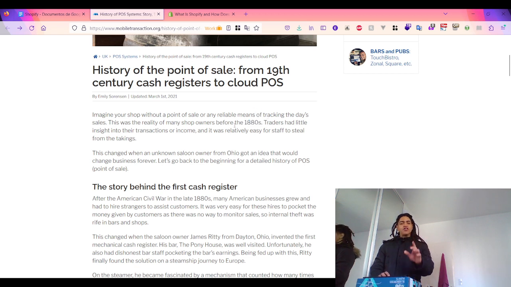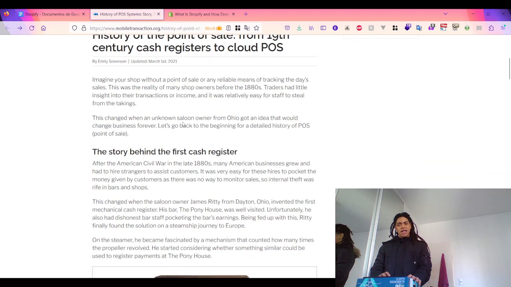So in the 1880s, the business shop owners in the U.S. had a problem. They had little insight into their transactions or income, and staff could easily steal from them. So this changed when an unknown saloon owner from Ohio got an idea.